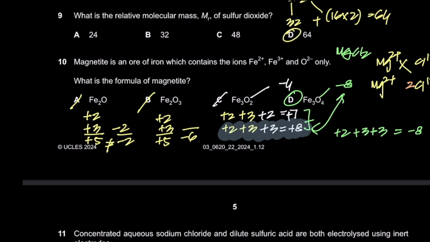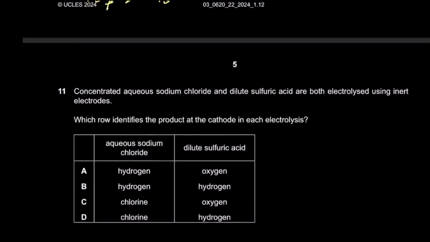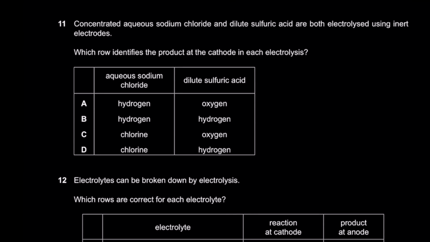We need 2 chlorides, right? So the number of positive charges must be equal to the number of negative charges. Concentrated aqueous sodium chloride means you're going to have the sodium ion, the chloride ion, the H plus ion, and the OH minus ion because it's aqueous. Sulfuric acid has the H plus ion, the SO4 2 minus ion, and because it's aqueous, it's also going to have the OH minus ion, right?